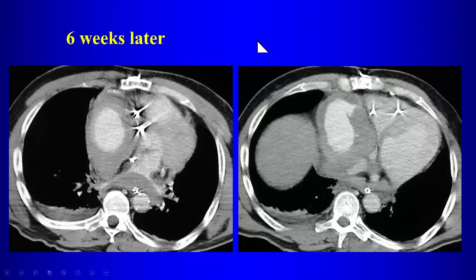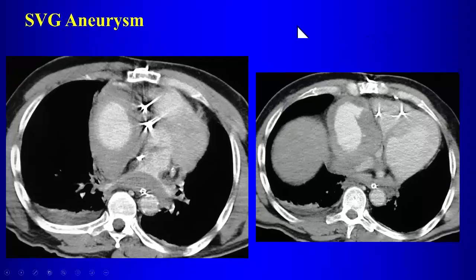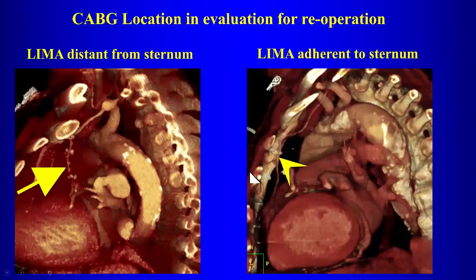So these are more common with saphenous vein grafts. They can occur at the proximal or distal anastomosis. So if you see any dilatation, any abnormality like that, dilated vessel along the course of a bypass graft, then we have to think of a graft aneurysm. Okay? So this was a saphenous vein graft aneurysm.